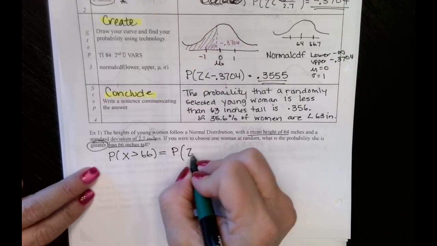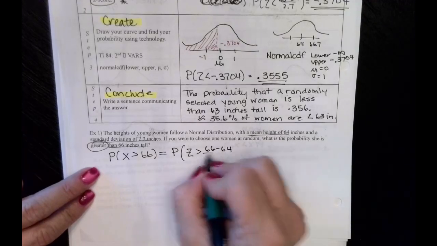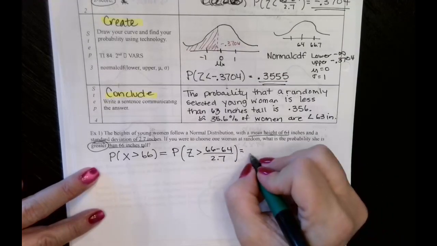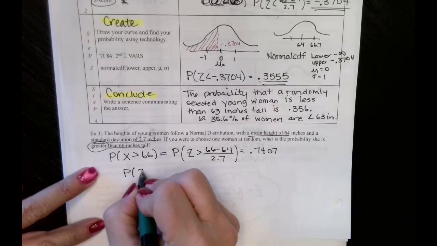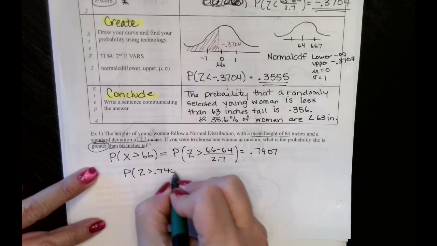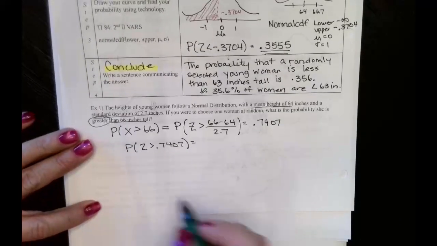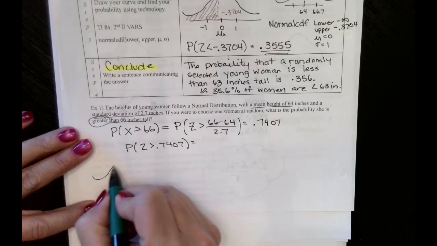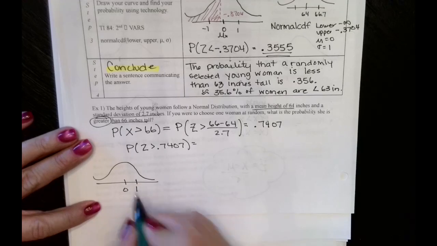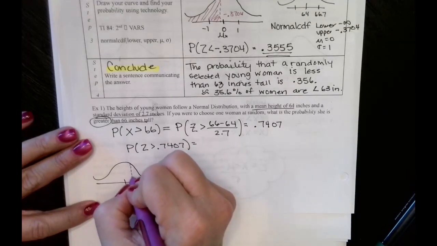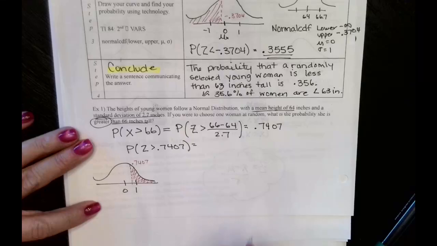So the probability that z is going to be greater than 66 minus 64 over 2.7. Okay, and I've already done the math on that, and I know it's 0.7407. So I can rewrite this and say the probability that z is greater than 0.7407, this is what I'm looking for. This is the question that I really want to answer now. Okay, so I have to create my curve. So now I create this curve, and I know that this is my standardized mean of 0, my standard deviation of 1. So this value that I have right here now is 0.7407, and I want to know the value that's greater. So I want that part of my curve.